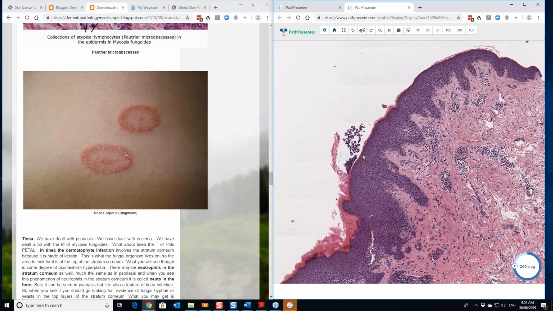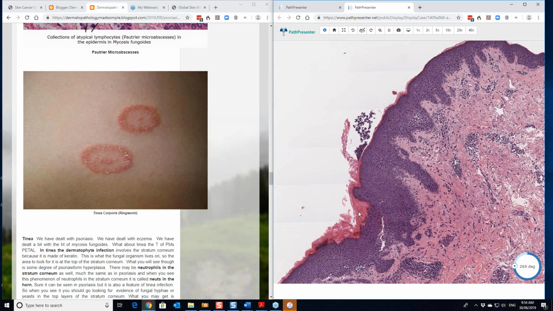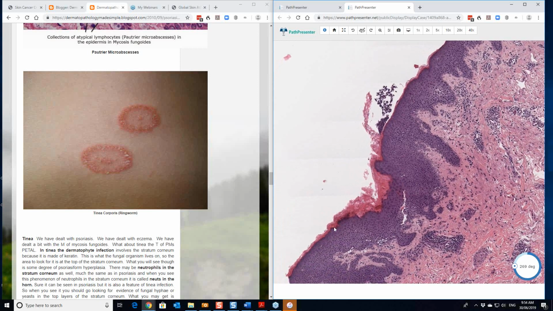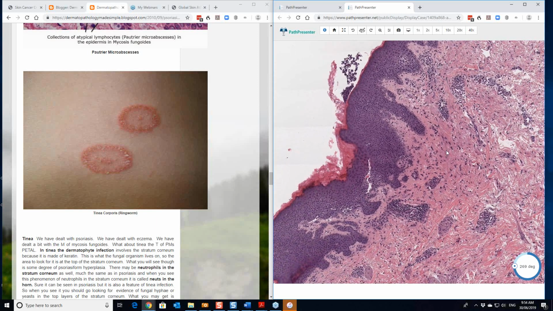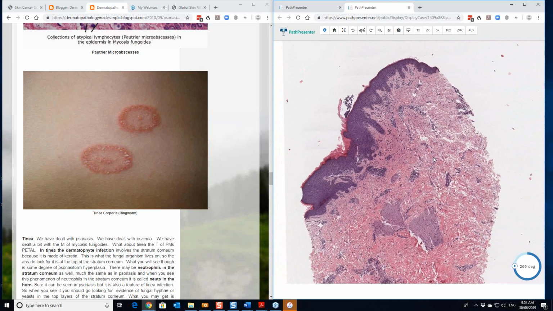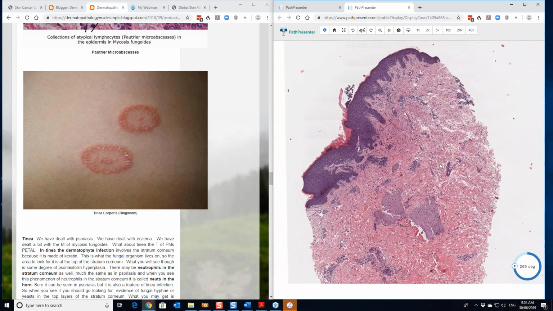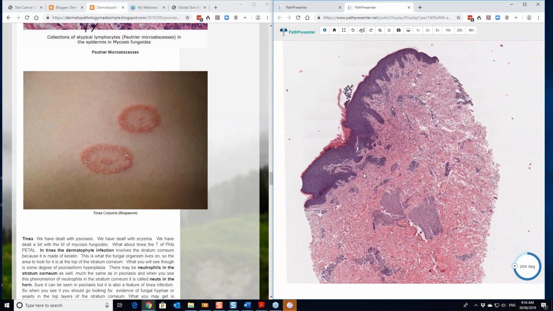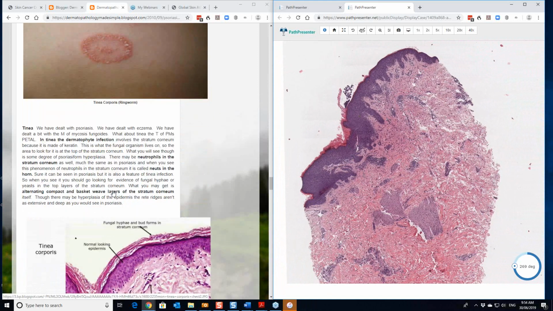But sometimes you don't see that. Sometimes you really just have to do a PAS stain and look very carefully up at the overlying stratum corneum to see if you can see fungal hyphae and spores in the stratum corneum itself. There's usually a stratum granulosum. Not much of an infiltrate here, but fungal infections can be missed unless you carefully examine the stratum corneum. What have we got here on it?